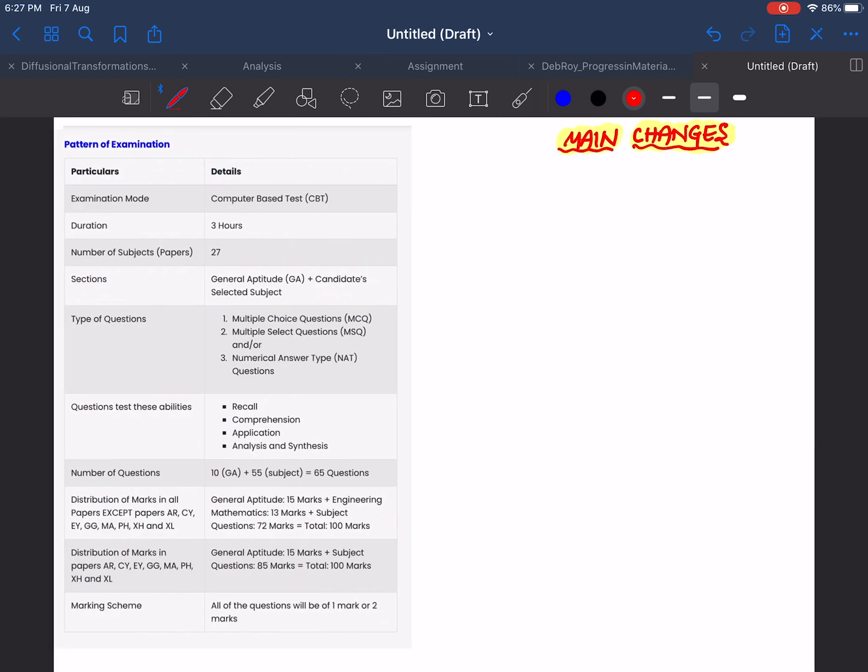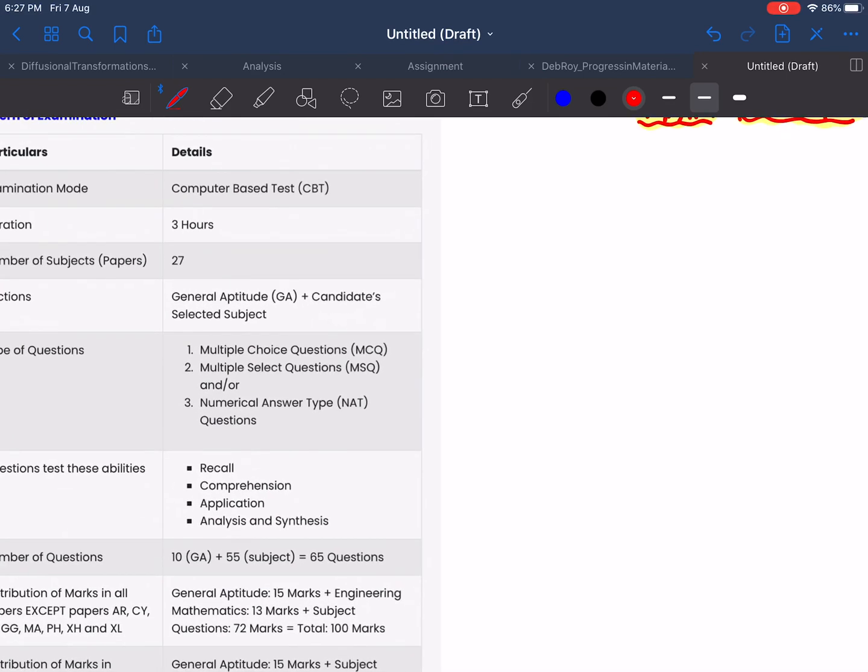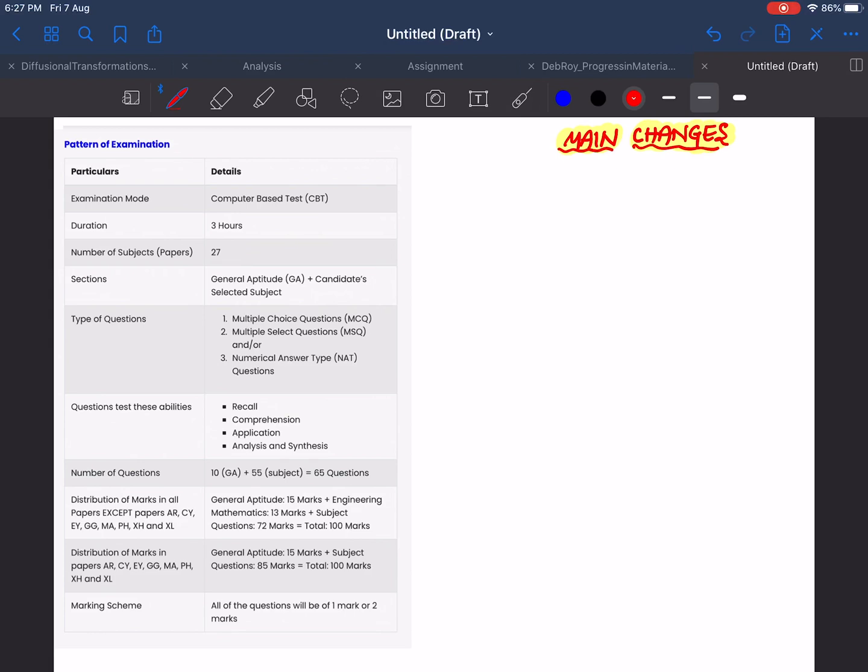Now coming to the main changes. Some of which we have already discussed, but now we'll discuss how the pattern of examination has been changed. As we just discussed, you can see 15 marks general aptitude, engineering mathematics of 13 marks, and subject questions of 72 marks. In some papers the distribution is different, which we are not bothered about right now. And we know in the 100 mark paper we have 1 mark questions and 2 mark questions. It did not change.